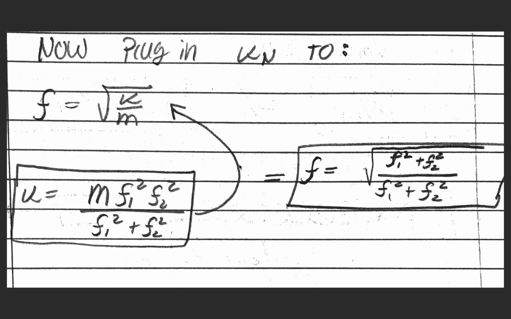Alright, I know it's a lot. So here's what this new equation looks like. K is equal to the mass times F1 times F2, all those squared, over F1 squared plus F2 squared. We're going to plug this equation into this K. This mass and this mass will cancel, and we're left with this final equation. The frequency is equal to the frequency 1 squared times frequency 2 squared over frequency 1 squared plus frequency 2 squared. And that's literally it. Cool, thank you.